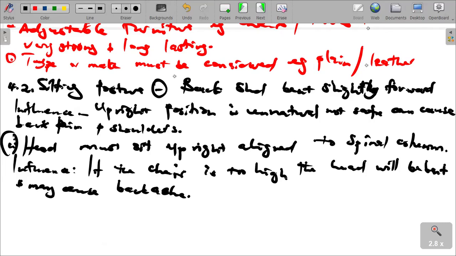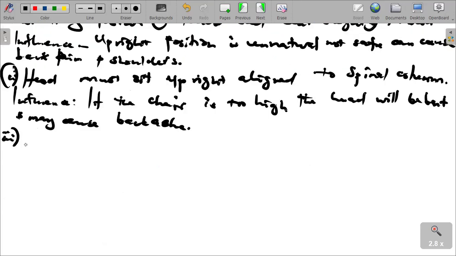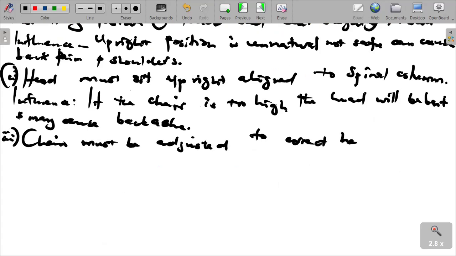And the number 3 that we can talk about: the chair should be adjusted to the correct height. Chair must be adjusted to correct height. Thighs are horizontal to the floor. Influence: it means the influence is to make the thighs horizontal to the floor.